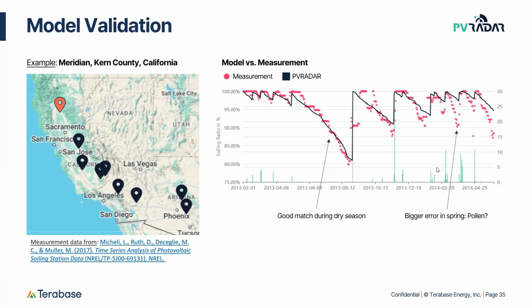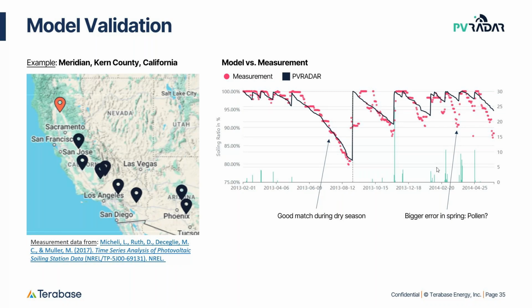However, just to be very transparent, no model is perfect, nor is ours. In spring 2014, it looks like our model is actually underestimating what is going on on site. We assume that because it's springtime, there is some pollen in the air which is not yet accurately represented in our models, or not to the full extent. So we're working on trying to improve these models.